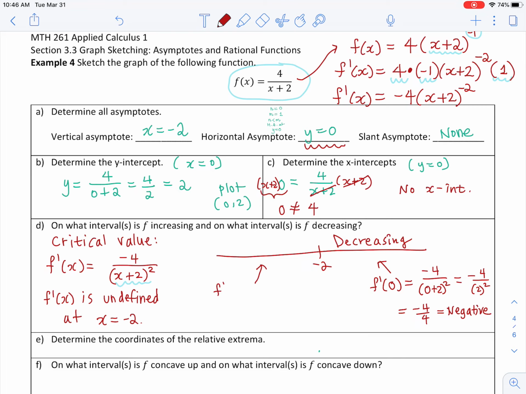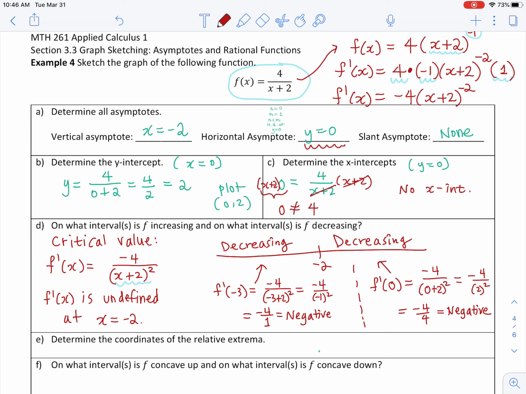Now let's check the left side of this. Plug in a number that is smaller than negative 2 into your first derivative. So I'm going to plug in negative 3. Negative 4 divided by negative 3 plus 2 squared. What's that going to be? Negative 4 divided by negative 1 squared. That's negative 4 divided by positive 1. And we just got that this is also a negative answer. So this is also decreasing. So we just found out this is a decreasing function, period.